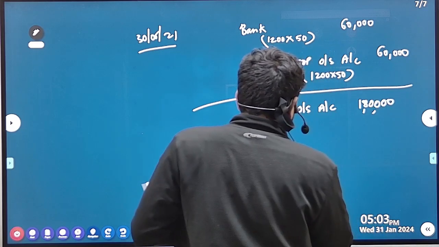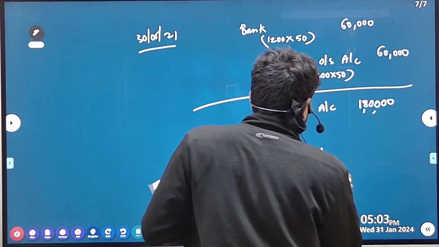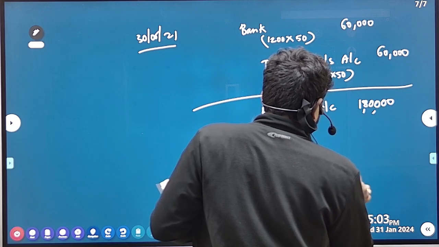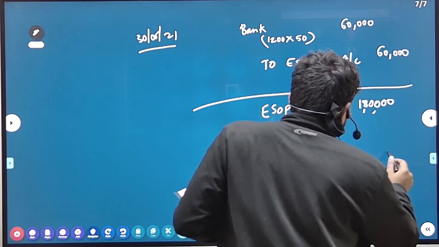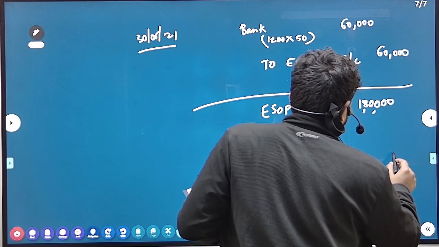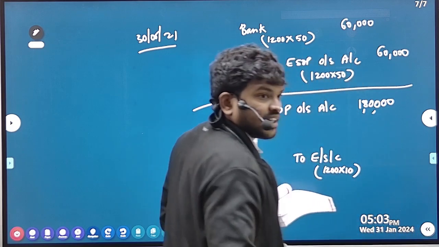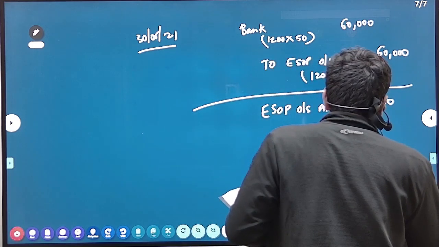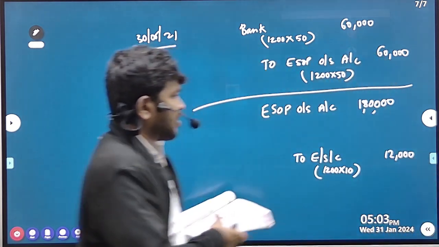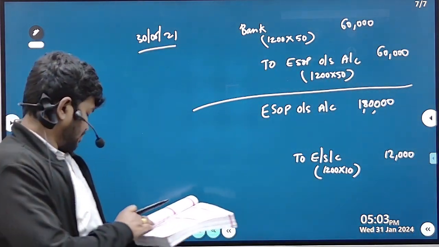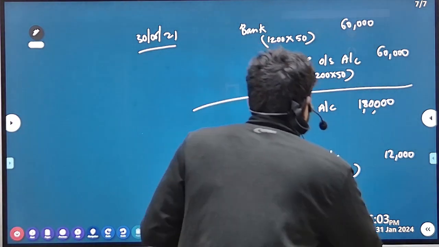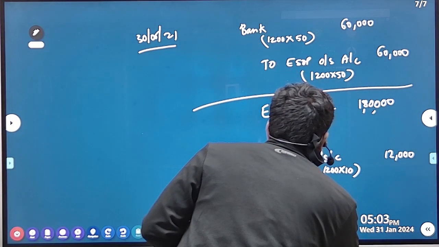समझ गया? टू इक्विटी शेयर कैपिटल कितना होगा? 1200 इंटू 10 रुपीज. कितना है? हाँ, 12,000. Any doubt still now? Any doubt still now? 2 securities premium.